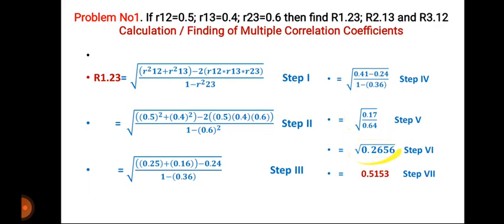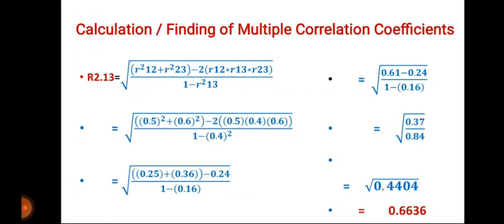0.2656 under root, and the last step, take the square root of 0.2656, which will be 0.5153. This is the last step, number 7. This is your answer for the multiple correlation coefficient of the first variable with the second and third variable. In the exam also a calculator is allowed, so by using the calculator you can calculate everything, no need to calculate it manually.